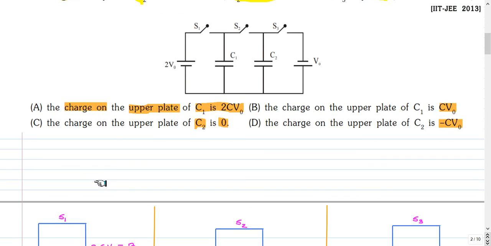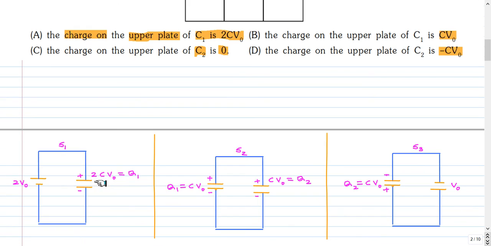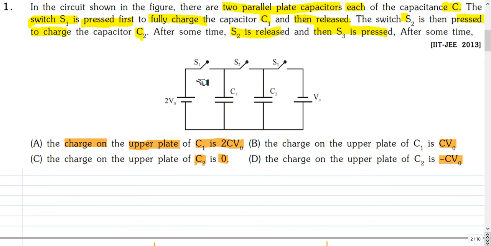Here is the solution. So when switch S1 is closed, S2 and S3 are open. So only the left cell 2V0 and the capacitor C1 will come into play. When switch S1 is closed, only these two will come into the circuit.